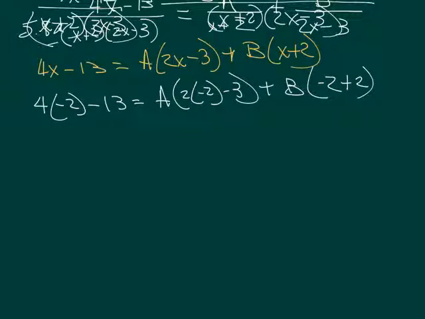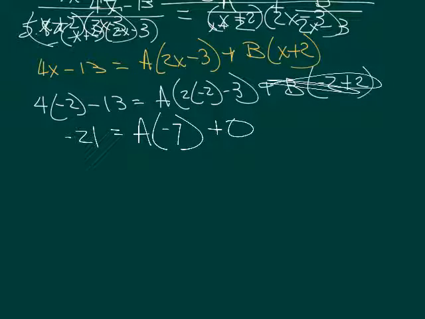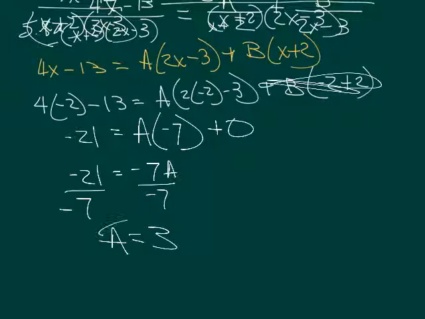Alright, so we have negative 8 minus 13, which is negative 21. And that's going to be A times negative 4 minus 3, which gives me a negative 7. And then this here is going to be 0, so we just have plus 0. So negative 21 equals negative 7A. Divide by negative 7, and you see what we're getting here. We get A equals 3.